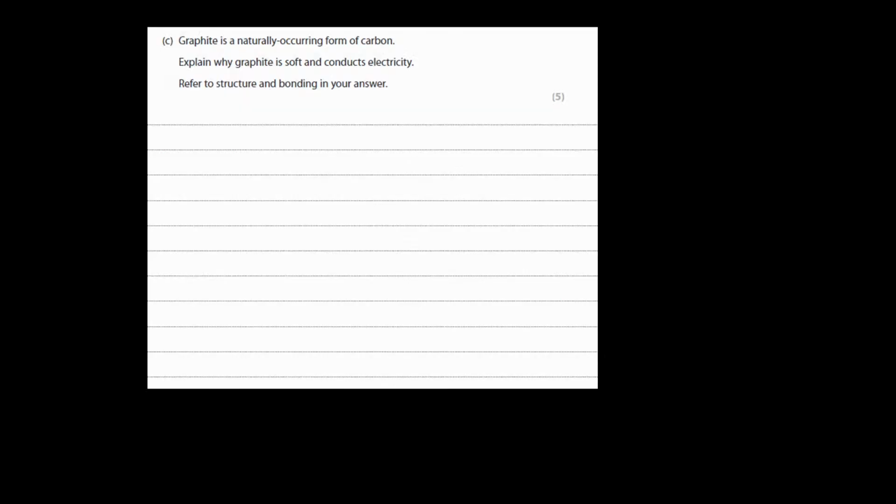Would you like to have a go at this question then? Graphite is a naturally occurring form of carbon. Explain why graphite is soft and can conduct electricity. Please make reference to structure and bonding in your answer. So I shall give you 5 minutes for this question.